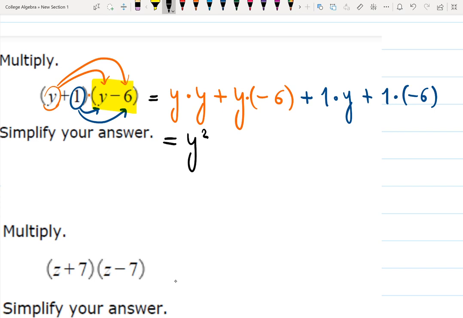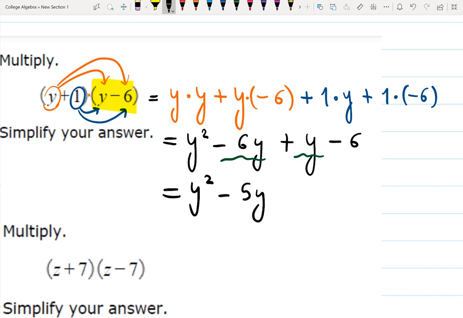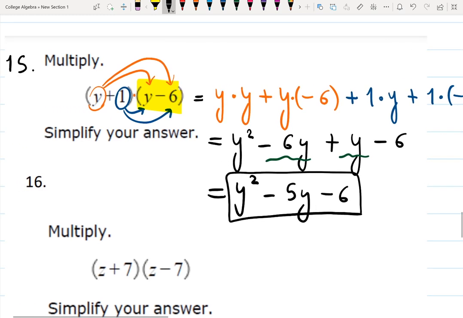Y times y is y squared, then y times -6 is -6y, plus 1 times y is y, then 1 times -6 is -6. You can write it down right away if you can. That will speed you up quite a lot. Then let's simplify. To simplify, I will take a pencil or a different color and underline terms I can collect. Y squared minus 6y plus y is -5y, -6, and that is the answer. The result of this distribution is a quadratic function.